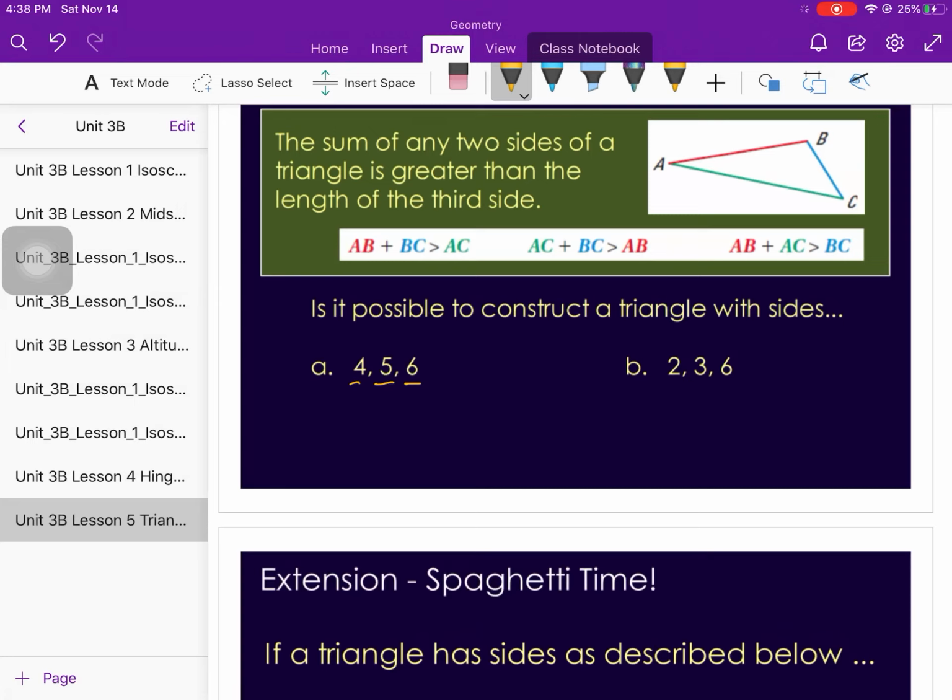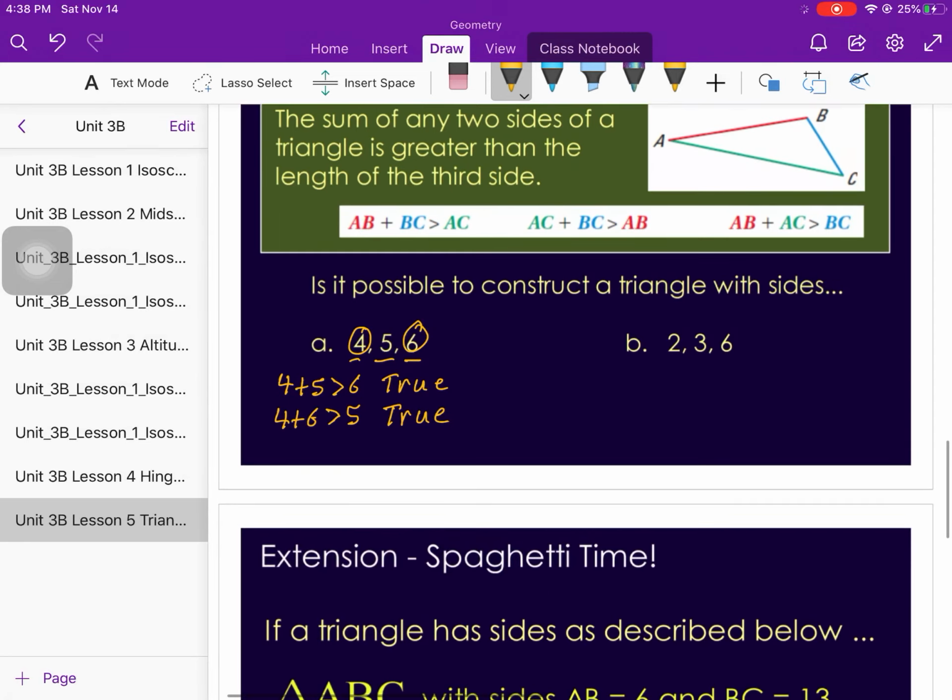And if we do this 3 times, let's take one combination of 2 sides, which would be 4 plus 5. That is technically bigger than 6. So that's true, because 4 plus 5 is 9. Then we could do 4 plus 6 has to be bigger than 5. So if we use this one, that is also true, because then we would get 10 is greater than 5.